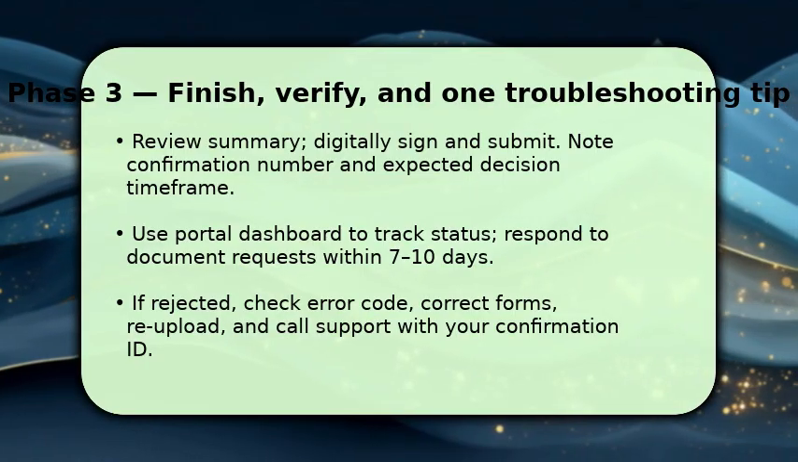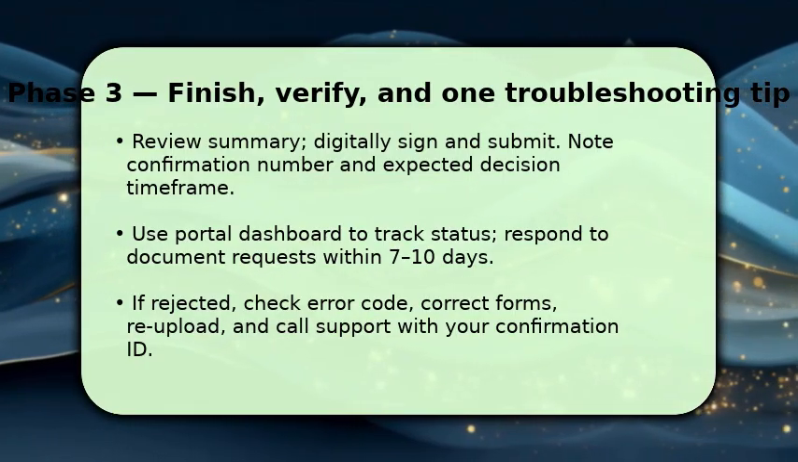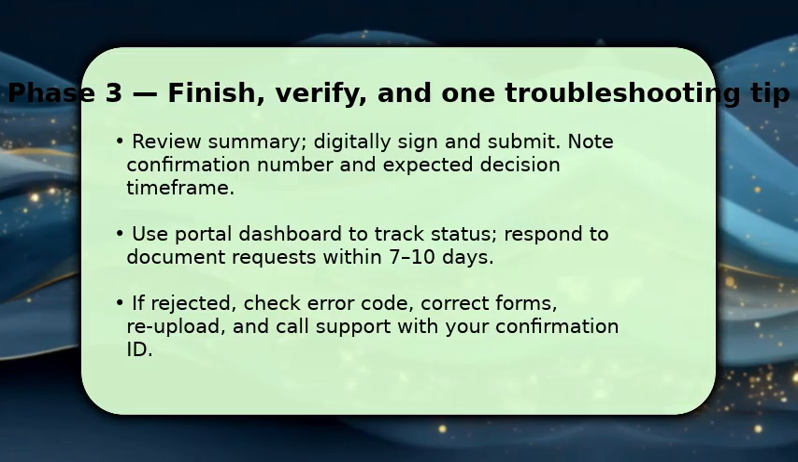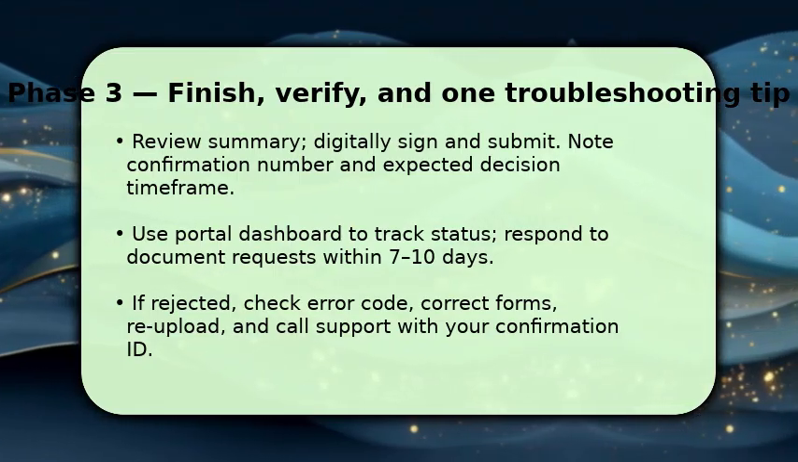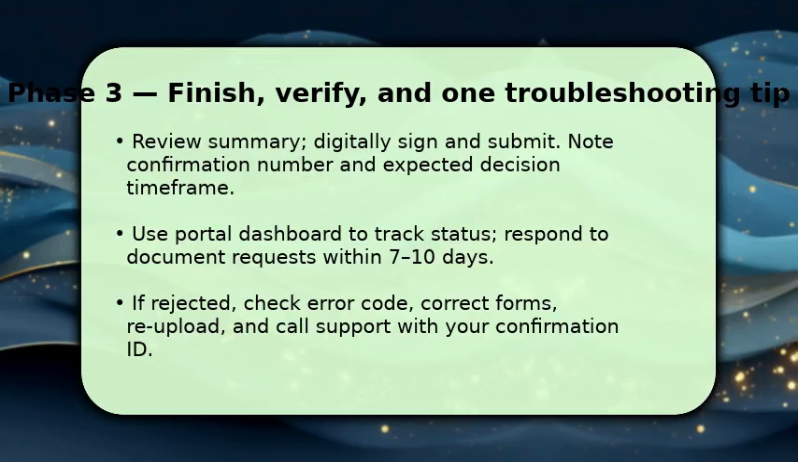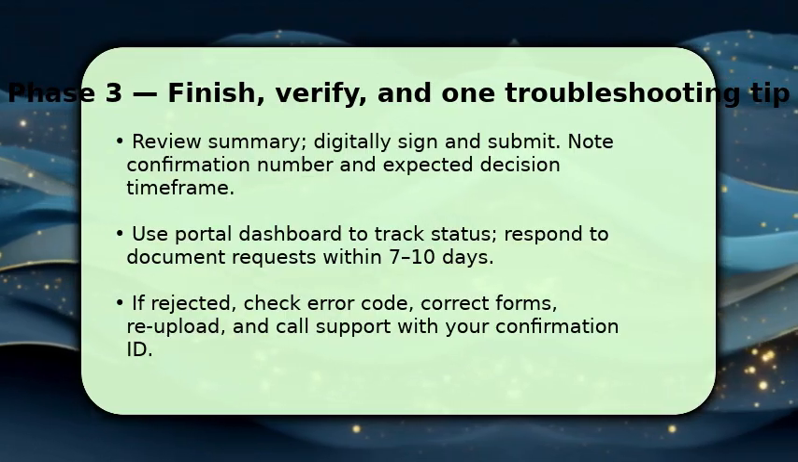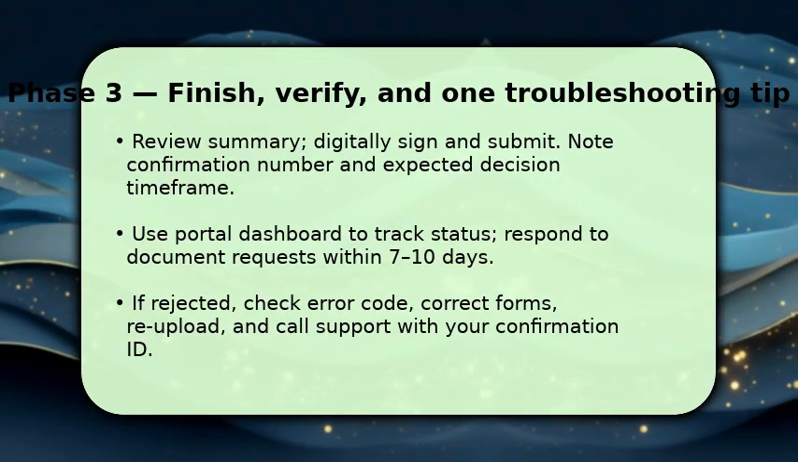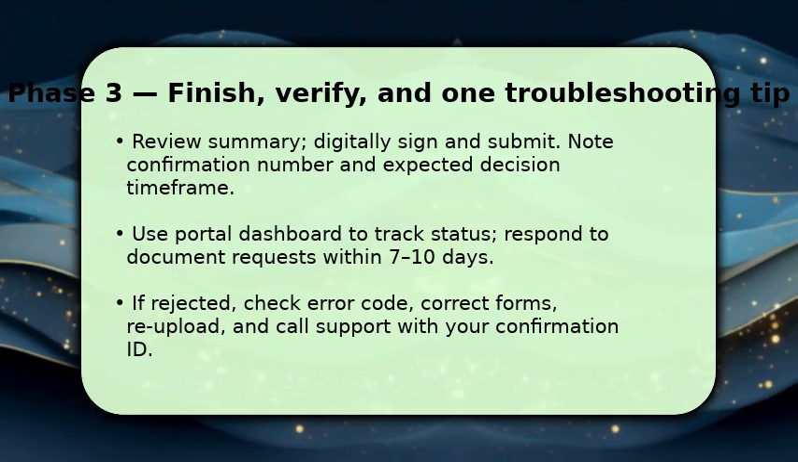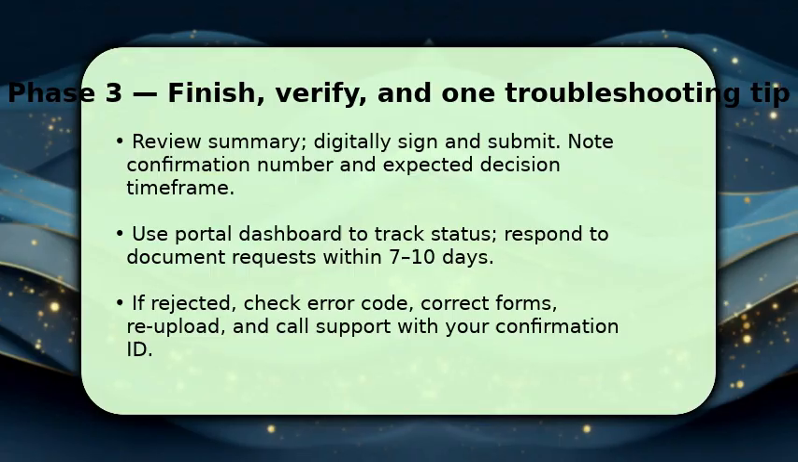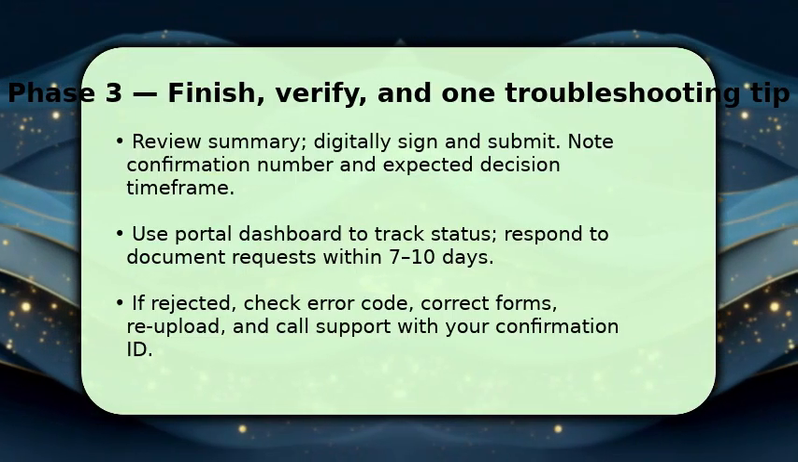If you receive a rejection, read the error code message, correct the specific field, re-upload the corrected documents, and immediately call support with your confirmation ID. One key troubleshooting tip: mismatched names between documents cause most denials, so harmonize spellings before resubmitting.